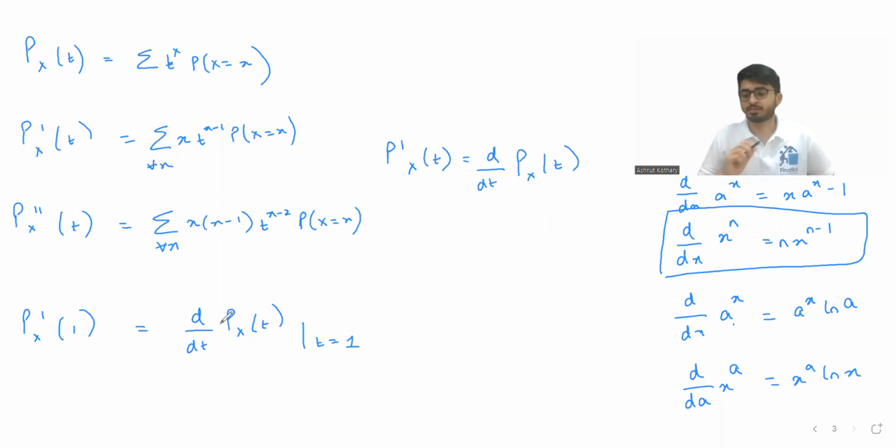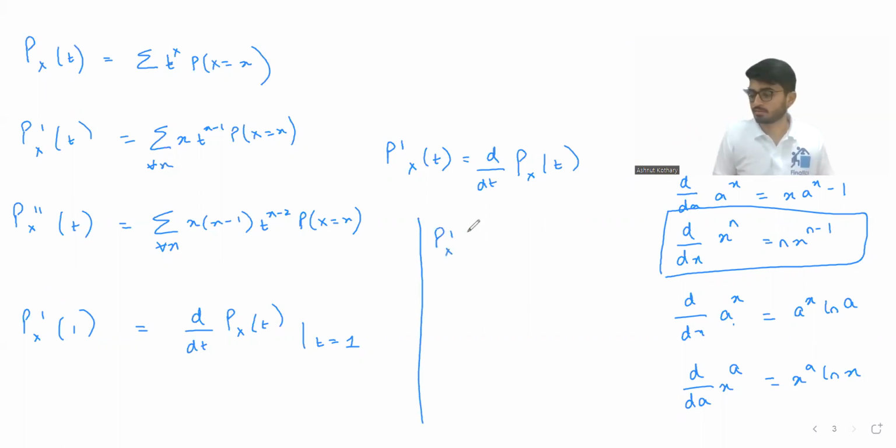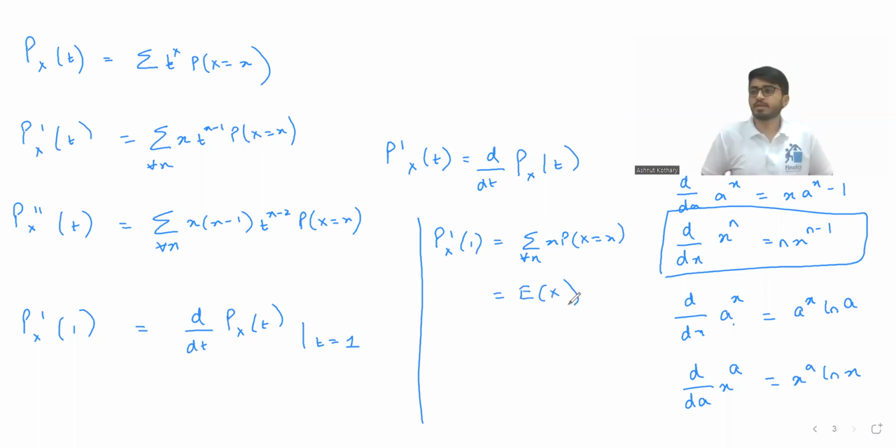So now if you notice, if I put the value of t over here as 1, this reduces to nothing but summation x into probability X equal to x, which is nothing but expectation X. So what's an easier way to find expectation X? If you have the PGF, you differentiate that once, then you evaluate at the point t equal to 1. The numerical answer which you get from there will be nothing but your expectation X.